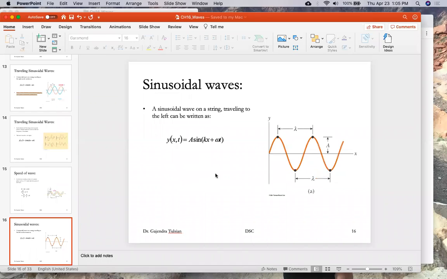Okay. So here's a wave traveling to the left. Okay. Remember, kx minus omega t is a wave traveling to the right, and this wave is traveling to the left.